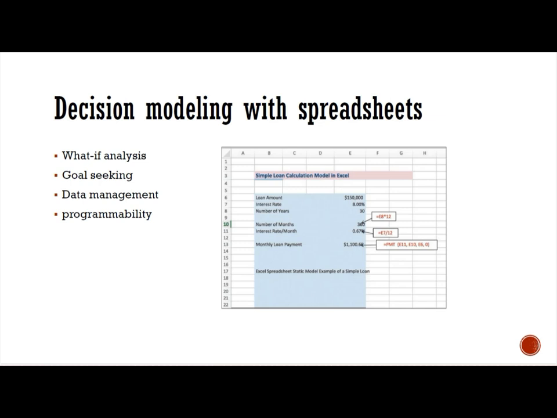Static and dynamic models can be built in a spreadsheet. For example, a monthly loan calculation is shown. Without showing how a problem affects the borrower over time, the model indicates a single month's performance, which is repeatable.